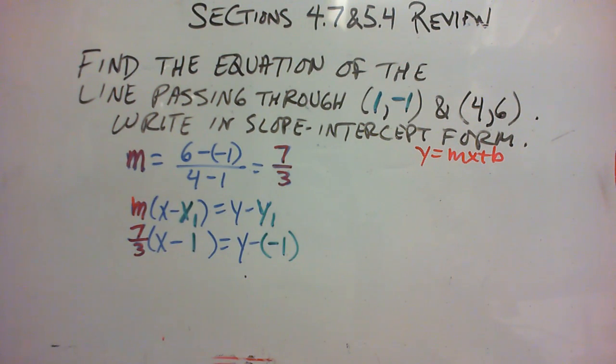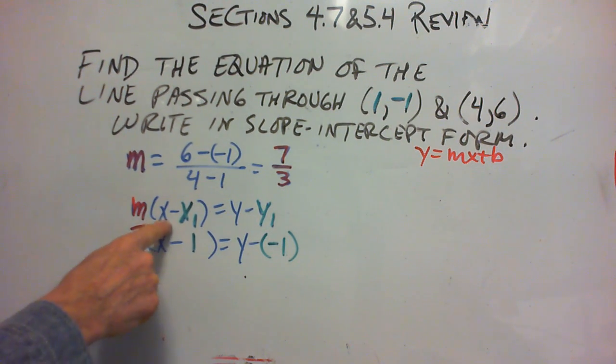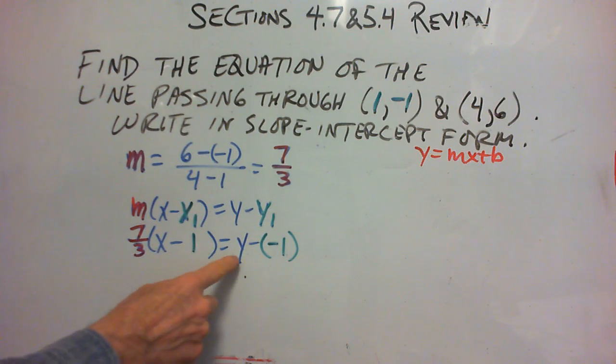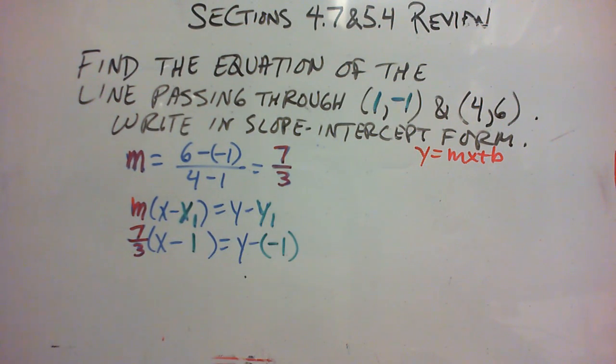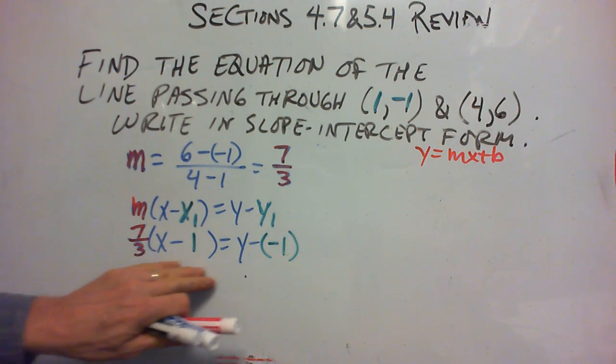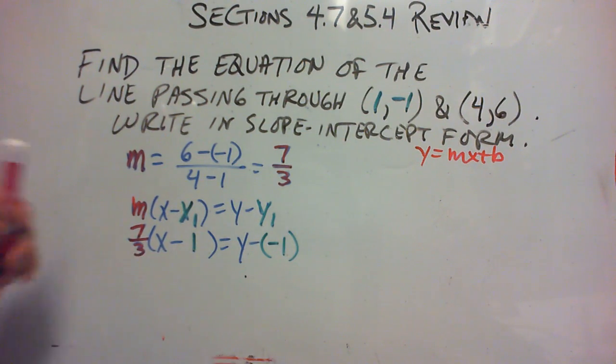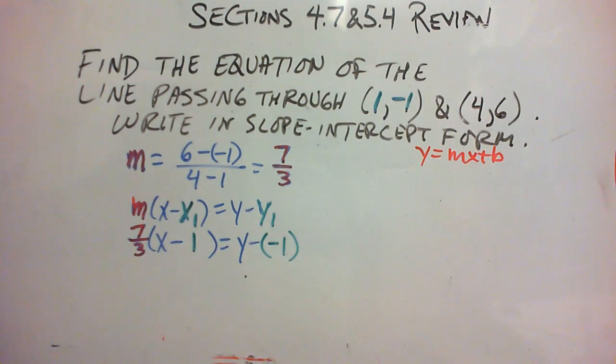So you should get a slope of 7/3, and then plugging that into the point slope form, 7/3 times x minus 1 equals y minus a negative 1. Now you rewrite that. So if you don't have that, fix it up, and then try and rewrite that and solve for y and get it in the slope intercept form. So pause the tape and try that.